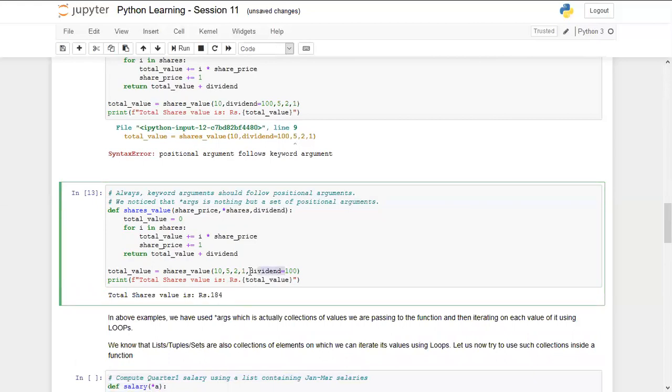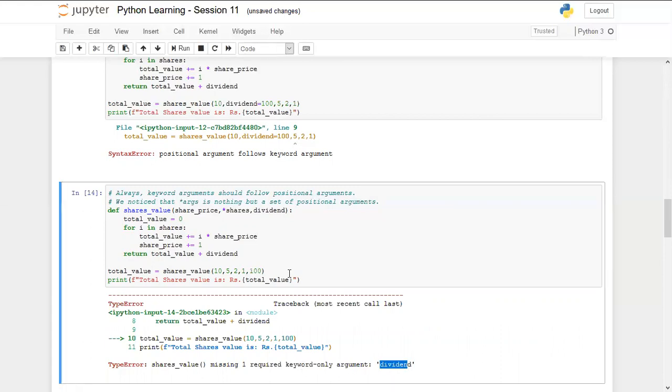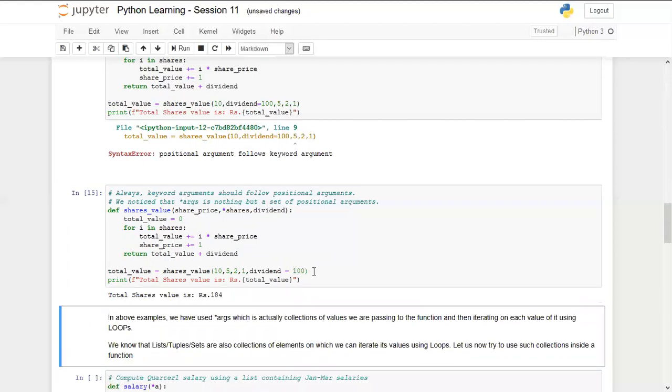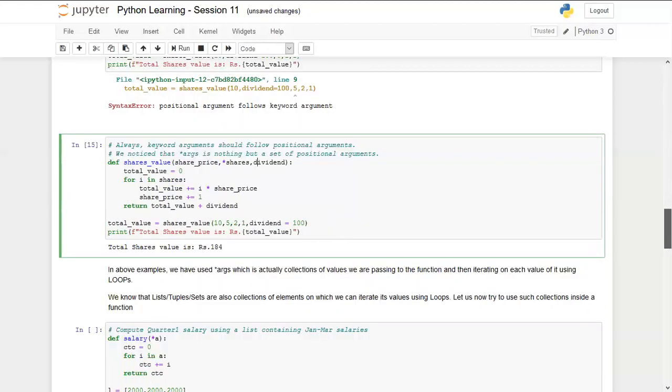But what if I remove this dividend equals to? Let's see what happens. You can see shares value is missing one required keyword argument, which is dividend. So if you are defining it as a keyword, you have to give it like dividend equal to. It will not work directly if you just pass the value. So now it will work. Maybe you can note it down: first of all you have to define positional arguments, then star args, and then keyword. And now let's proceed.